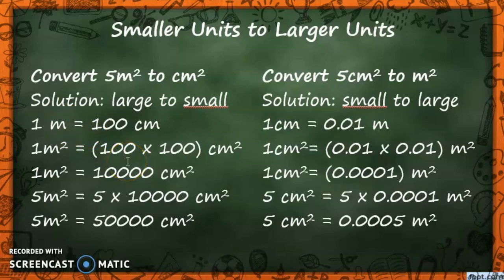We square it. Then we get our 10,000. Then since it is more than 1, we have to remember the 5. So 5 times 10,000 gives us 50,000. Very simple. Alright? But now we're moving from small to large. What is the difference? The difference is that we need to know what 1 centimeter equals in meters. Alright? Let's look at our metric line.